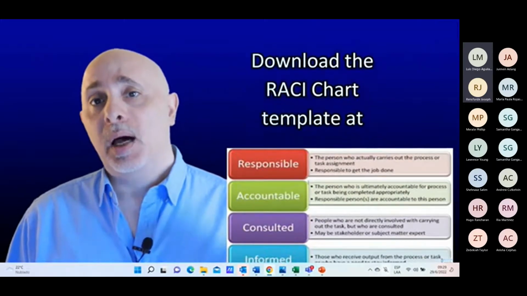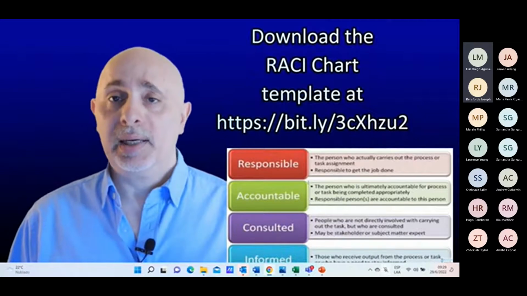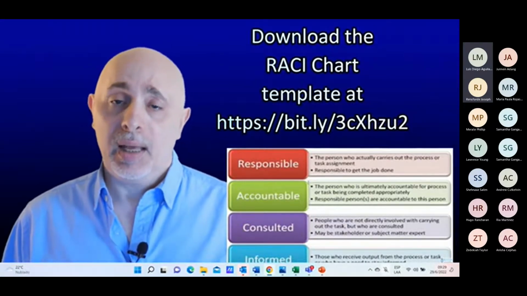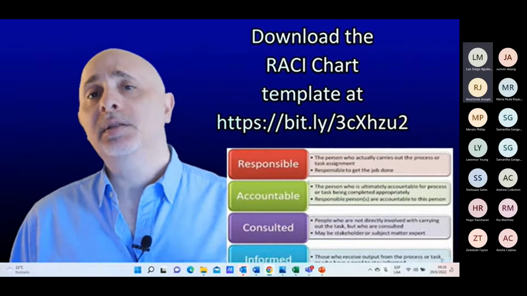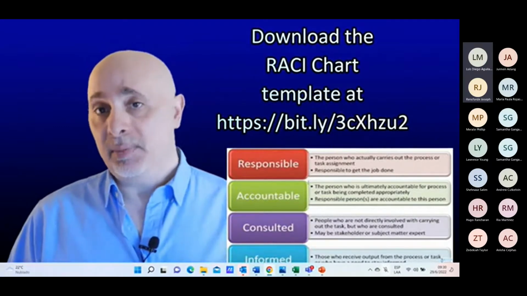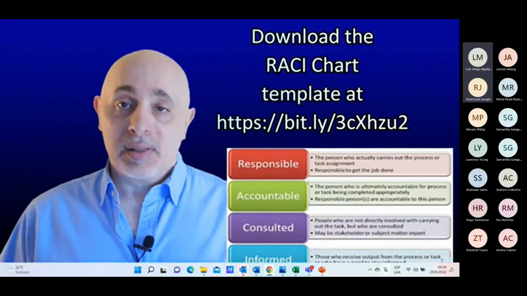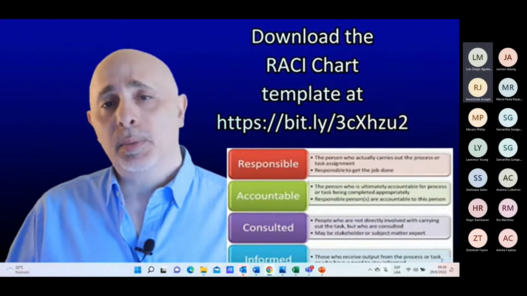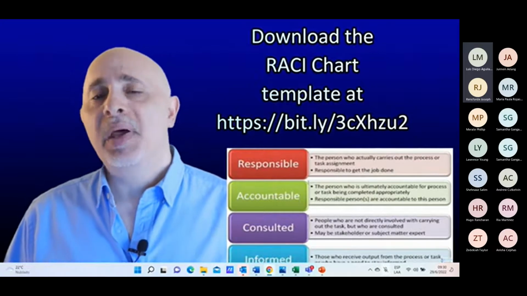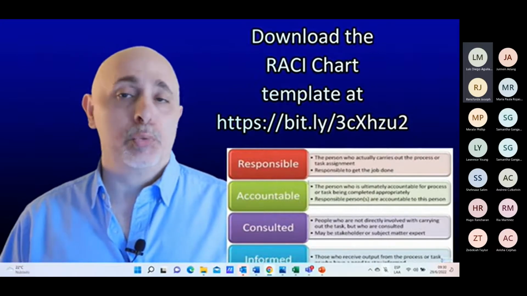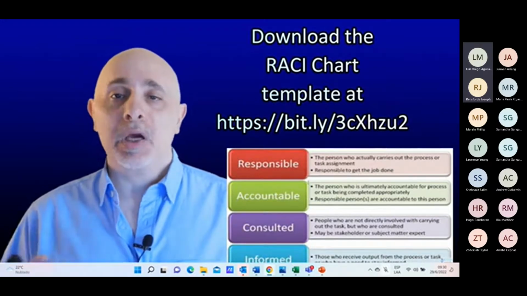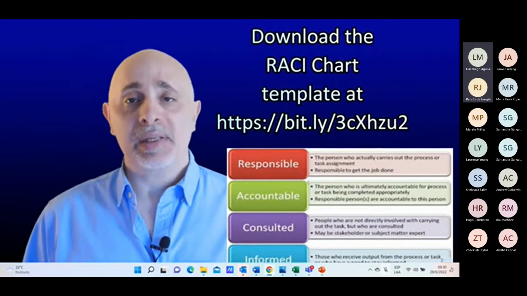The responsible are the people that are going to do the work. They're going to be tasked with it, and they have to get the job done. The people who are accountable are ultimately responsible and can be blamed if the work isn't done. The consulted are the people we have to check with, maybe subject matter experts, approvals come from them. They're the ones who give us go, no go, so we've got to consult with them. And the informed would be the people who need to be copied on all communication that happens.